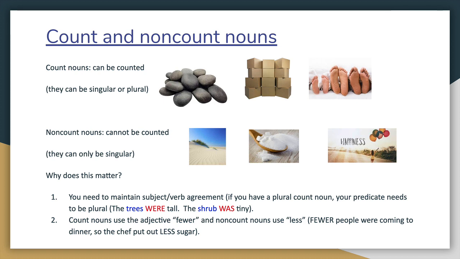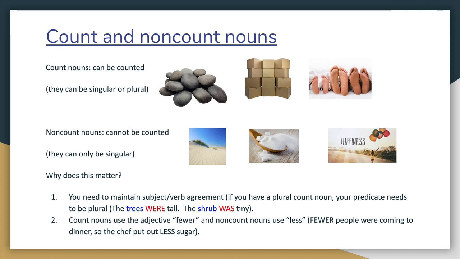That is contrary to non-count nouns. Those are nouns that you cannot count. For example, sand. One can assume you cannot count sand. It just is. In the same way that you can't count sugar or happiness. It just is. Now, non-count nouns, things that can't be counted, can only be singular.